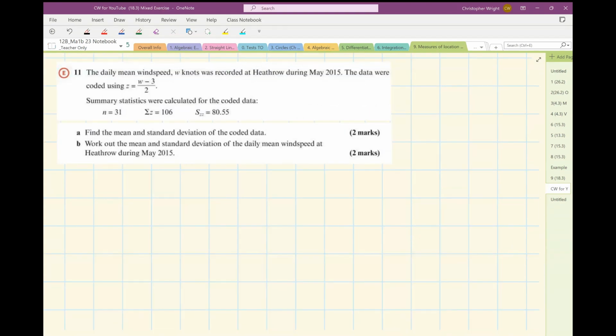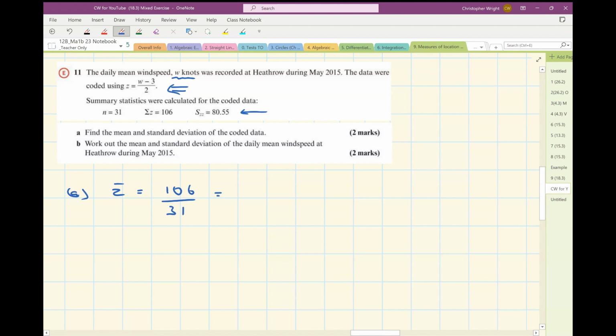Question 11. The daily mean wind speed, W knots, was recorded at Heathrow during May 2015. And then the data was coded to give us Z. That's the coding. Right, I'm told some stats around Z now. Well, N, of course, 31 is the number of days, number of Ws, and the number of Zs. I'm told the sum of Z, and I'm told the summary statistic of Z. Find the mean and the standard deviation of the coded data. So it wants the mean of Z, first of all. The mean of Z will be the total of the Zs divided by the number of Zs.